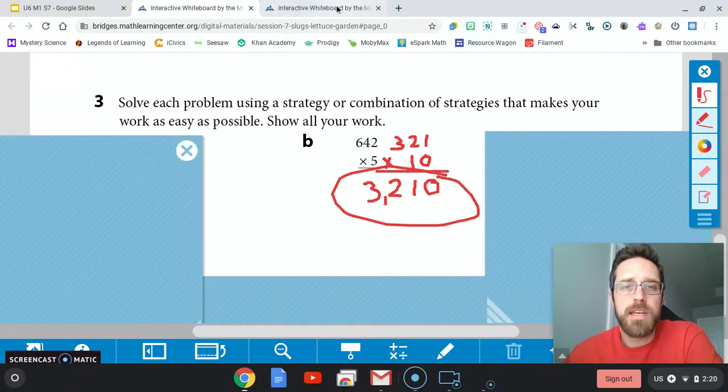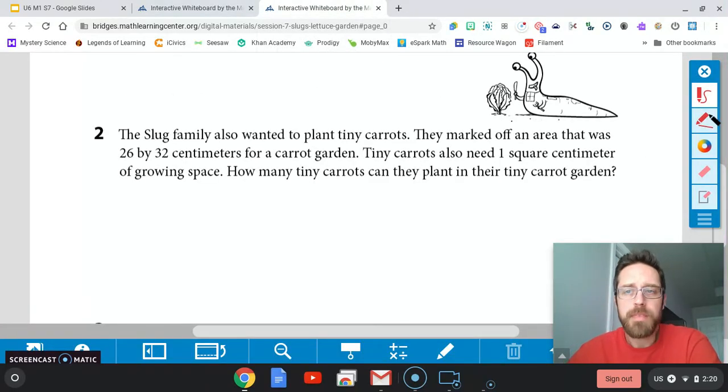So let's look at one other problem. This one's a word problem, and it says, the Slug family also wants to plant tiny carrots. They marked off an area that was 26 by 32 centimeters for the carrot garden. Tiny carrots also need 1 square centimeter of growing space. How many tiny carrots can they plant in their tiny carrot garden?